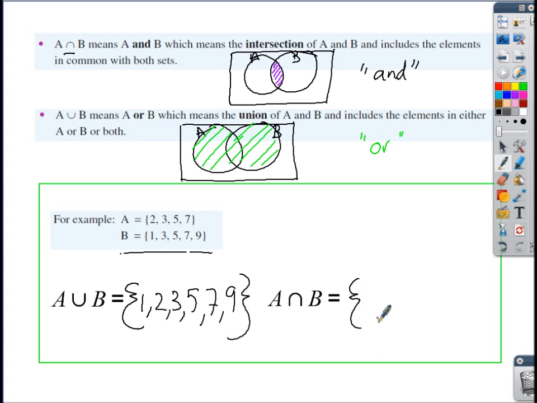When I talk about the intersection of A and B, I'm only looking for things that are in both. So I can see that 3 is in both, 5 is in both, and 7 is in both. So my intersection will be 3, 5, and 7.